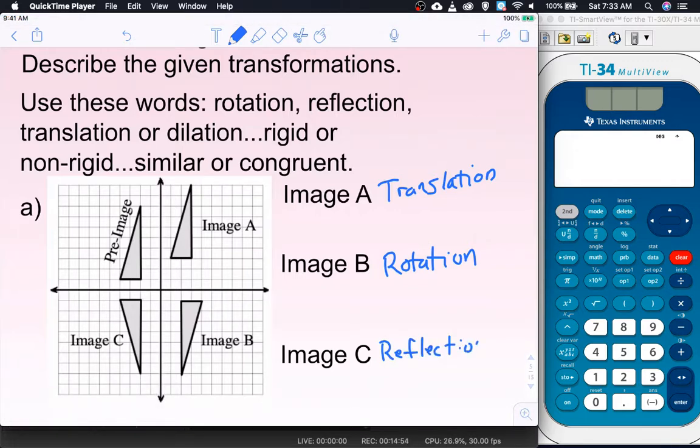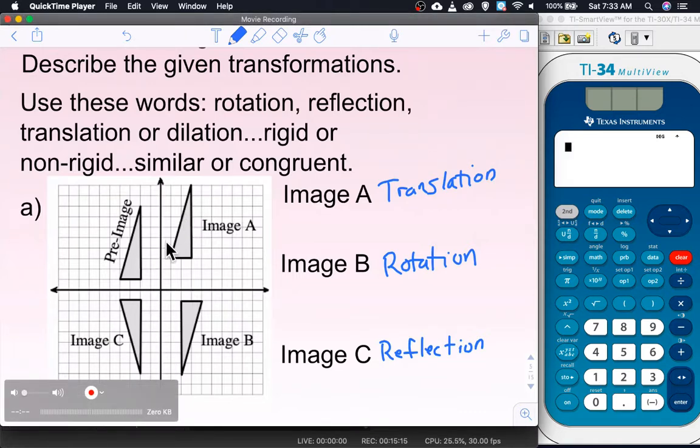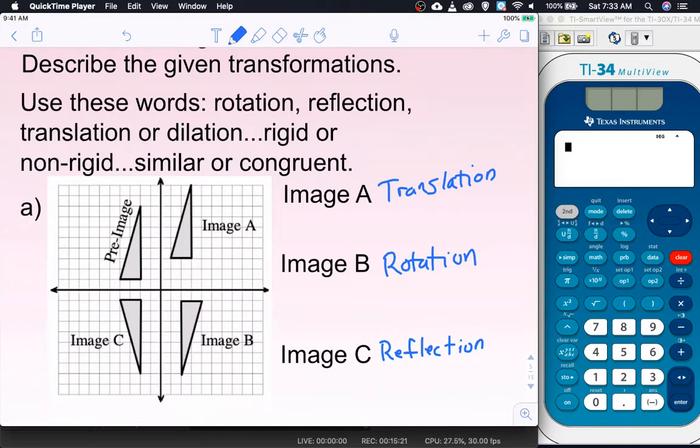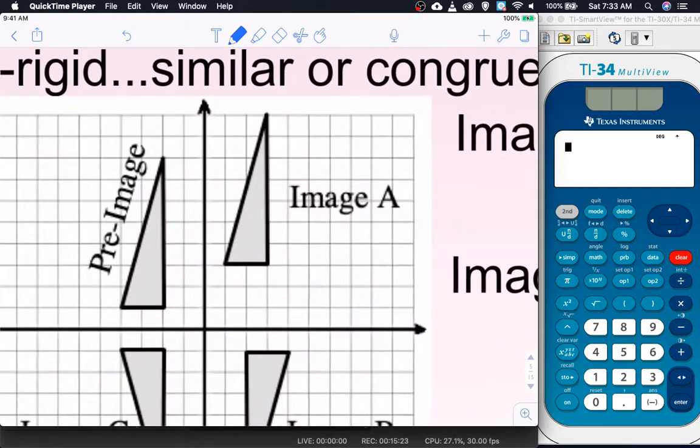Okay, now, each of these is a good answer. That's the basic answer that we want, okay? But we would like to do better than a basic answer. We like a proficient answer or an advanced answer. So let's add more details, and we can do that right now. So this translation here, well, how is it translating? Did it translate up, down, left, right? How many units? Well, we could figure this out.